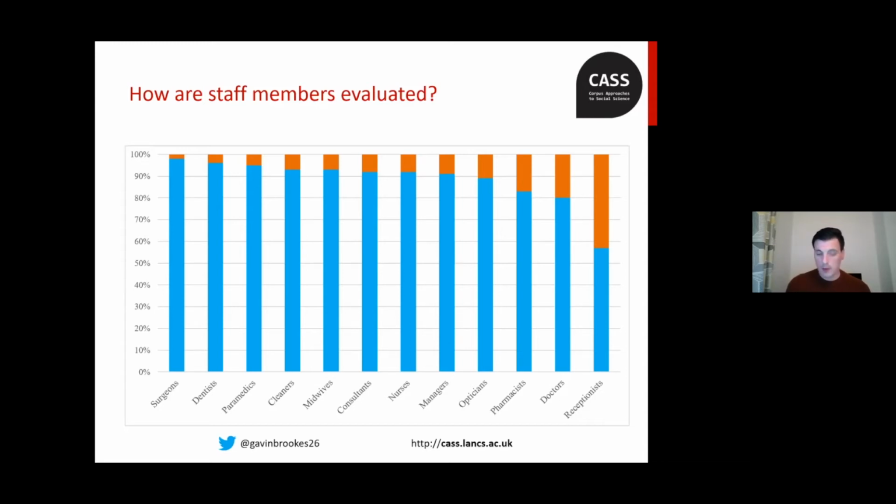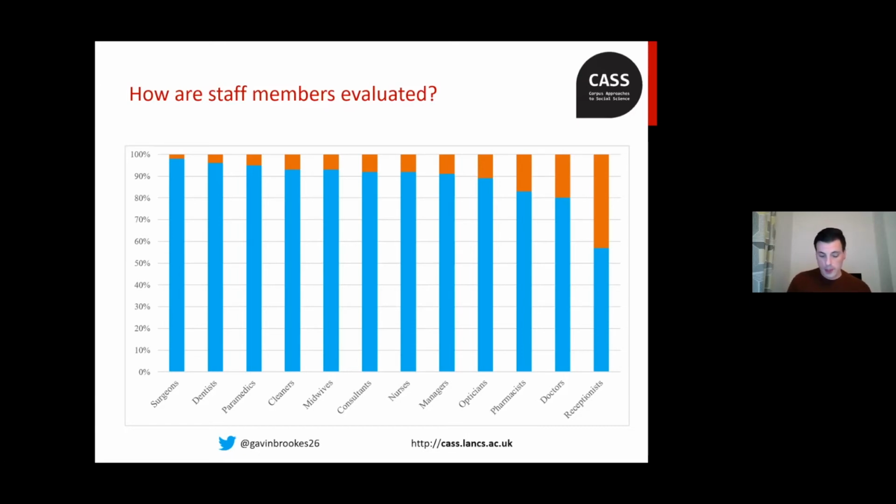So coming at the top with 98% of positive feedback were surgeons. Dentists, paramedics, cleaners, consultants, midwives, nurses, and managers all also do well, all with more than 90% positive feedback. Coming off worse, though, are receptionists, who are positive 57% of the time. So they're still talked about positively more than negatively, just less so than everyone else.